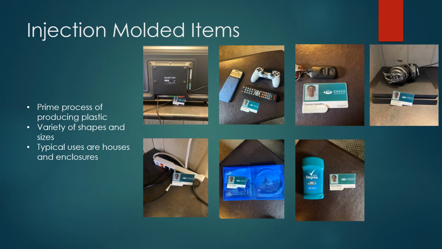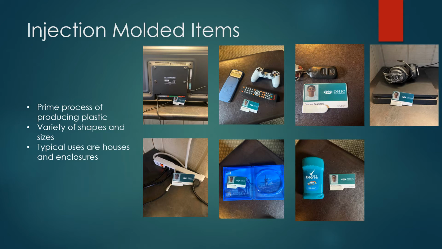Injection molding is a prime process of producing plastic, just basically meaning it's one of the most common and most frequently used processes for creating plastic. Injection molding can lead to a variety of shapes and sizes. For example, in these pictures, you can get something as large and robust as the TV enclosure, but you can also get something a little bit smaller, more intricate, like the key fob or the headphones.